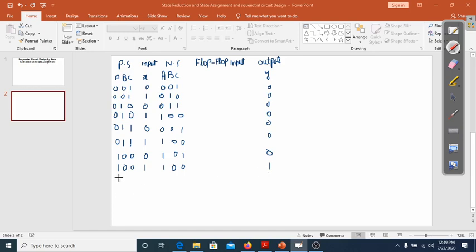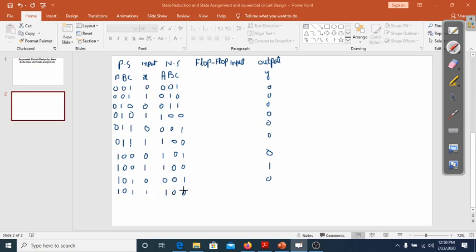Now we have present state 1 0 1, input is 0, the next state was 0 0 1, and output was 0 in this case. And when the present state was 1 0 1 and input was 1, the next state was 1 0 0.